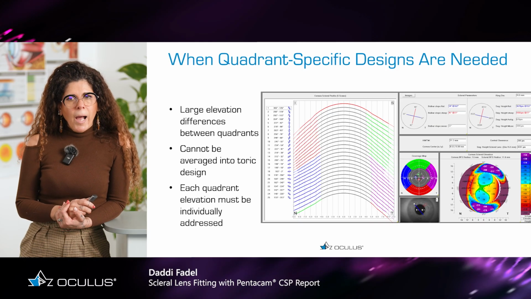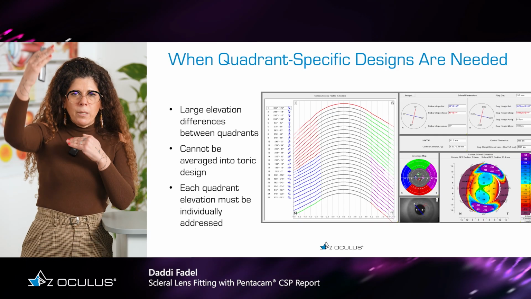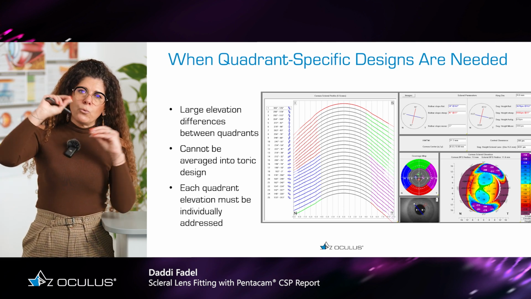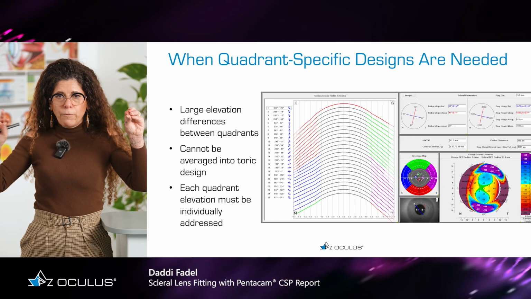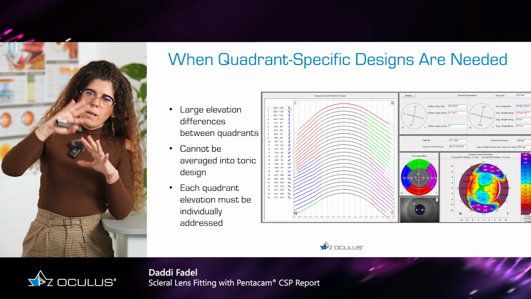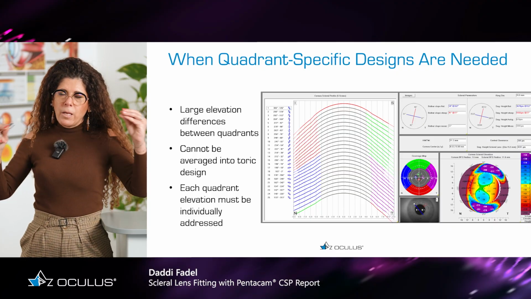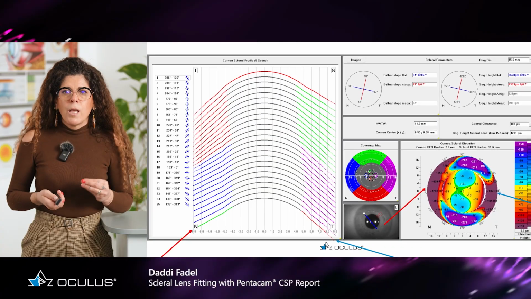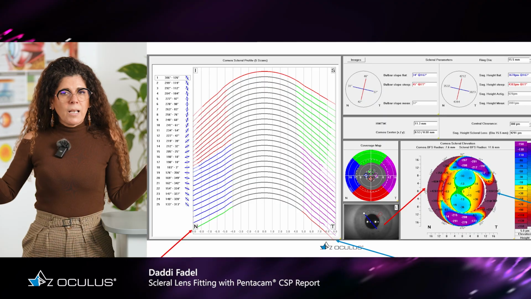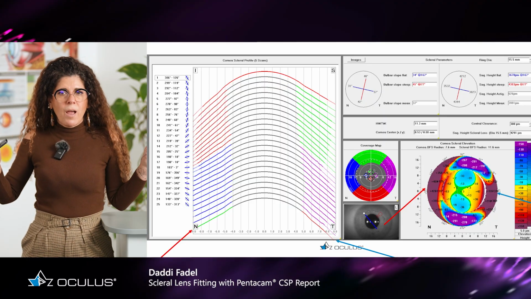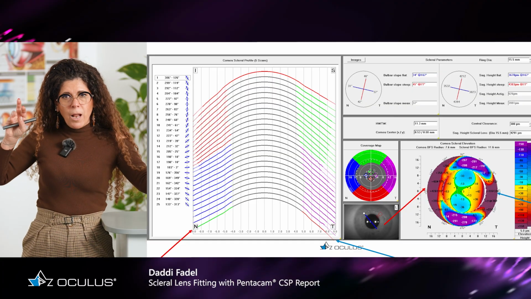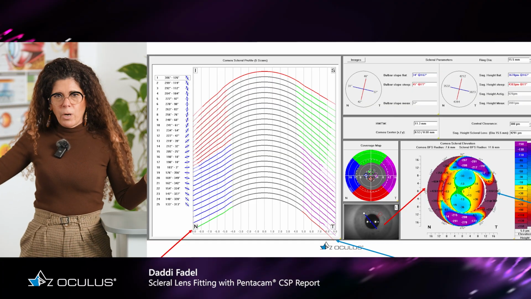So we saw how to average the numbers between the two opposite quadrants. In some cases, this is not possible because the two opposite quadrants have a lot of difference. Like in this case, in the vertical meridian, they are quite similar. However, in the horizontal meridian, you have a huge difference between the nasal and the temporal. So in this case, it's not possible to average these values. What you need to do is order a quadrant-specific lens with different values in the nasal and the temporal area.